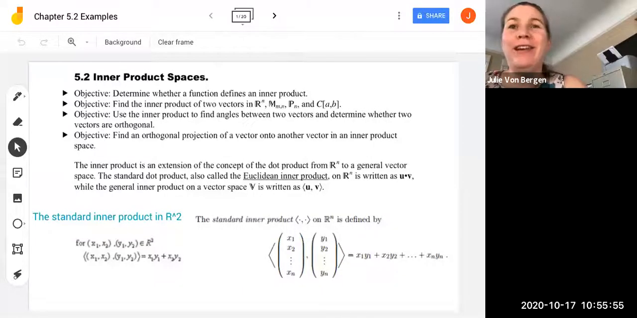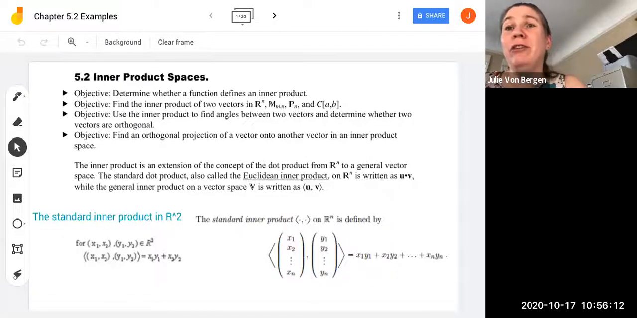In this video, we look at chapter 5.2, all about inner product spaces. So here are our learning objectives for the videos. We're going to have these learning objectives separated out into 3 videos for this section. So we are going to determine whether a function defines an inner product.